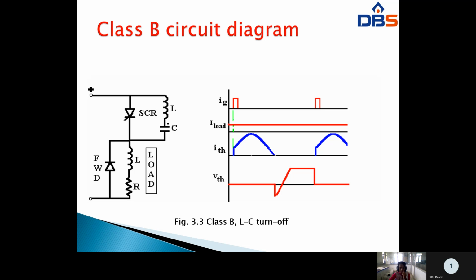Before triggering the SCR, the capacitor will be charged in the positive mode. Whenever we give a supply, the supply goes into the capacitor, so it charges in the positive mode. Whenever we trigger this SCR, the capacitor will be discharging through the freewheeling diode.